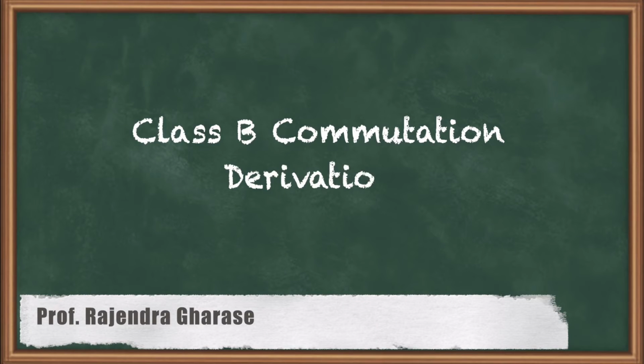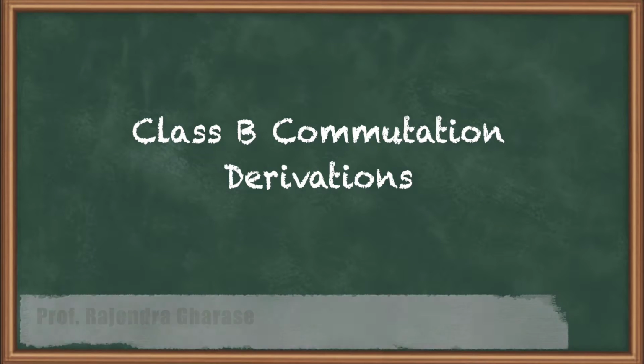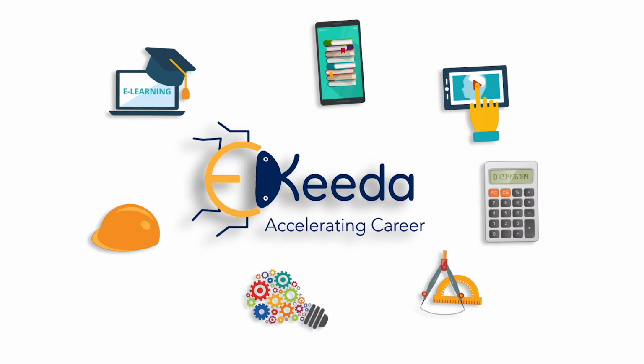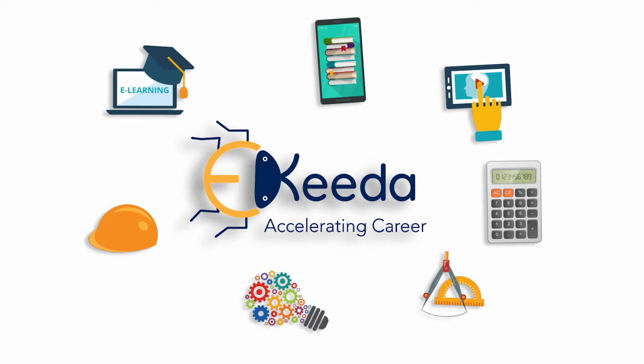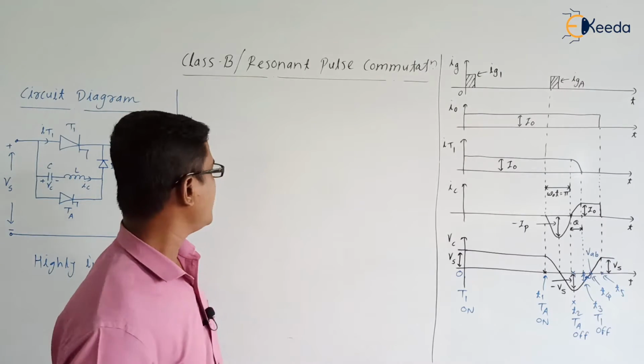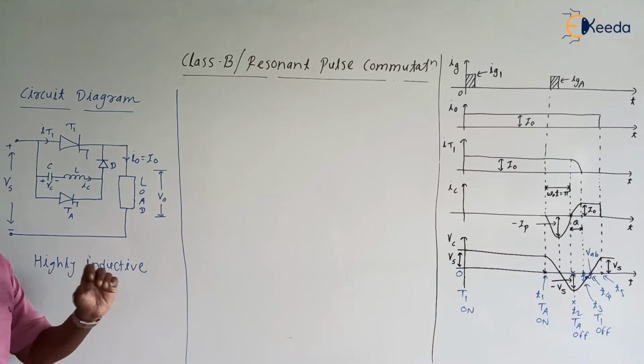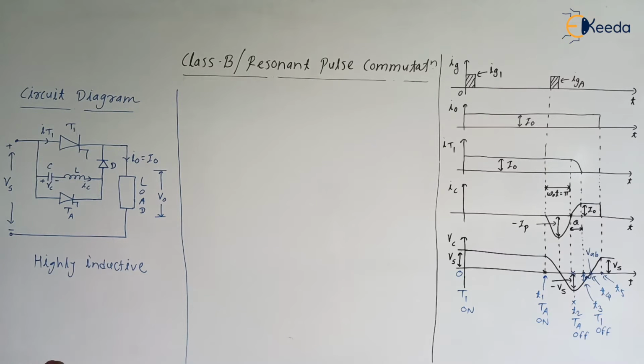Hello friends, in this video we are going to derive the expressions of the waveforms of class B commutation. We know the circuit diagram, and we have discussed the operation. So now we are going to derive the expressions.